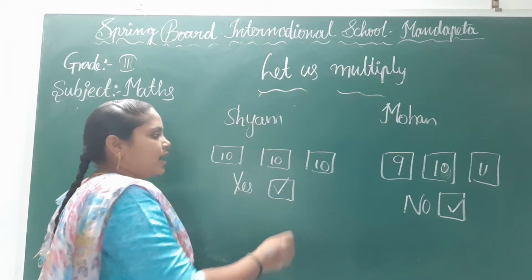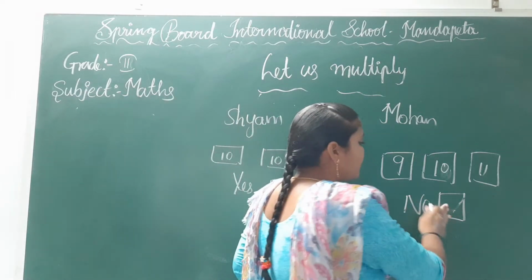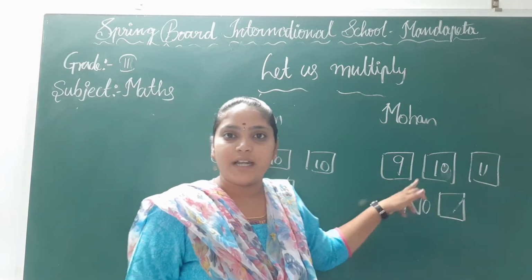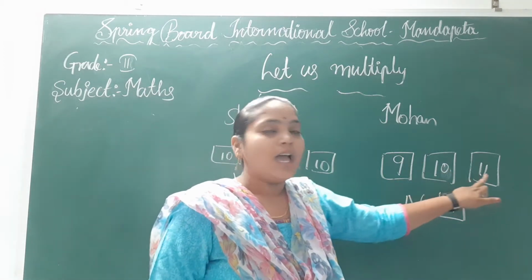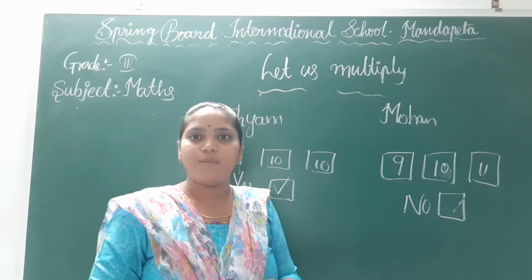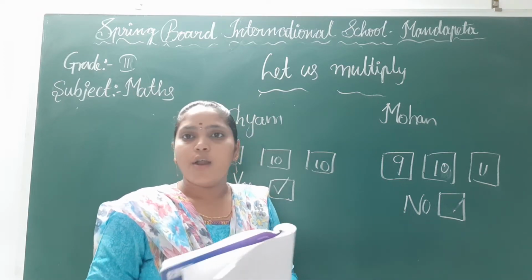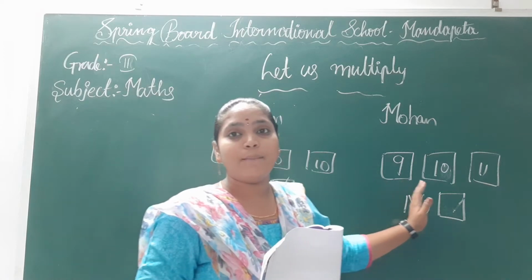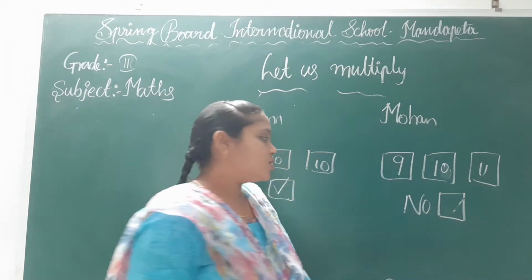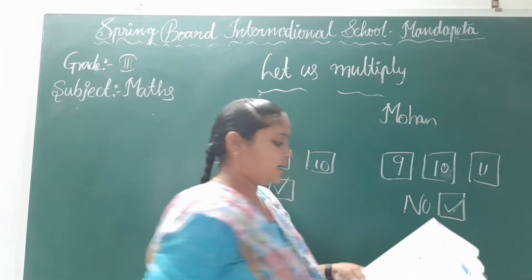Next, here also 3 groups but the groups are different. This is 9, 10 and 11. Can the skip count be used to find the total number of books, children? Is it possible? No. Why? Because here the numbers are not equal groups. So here pick the no option.